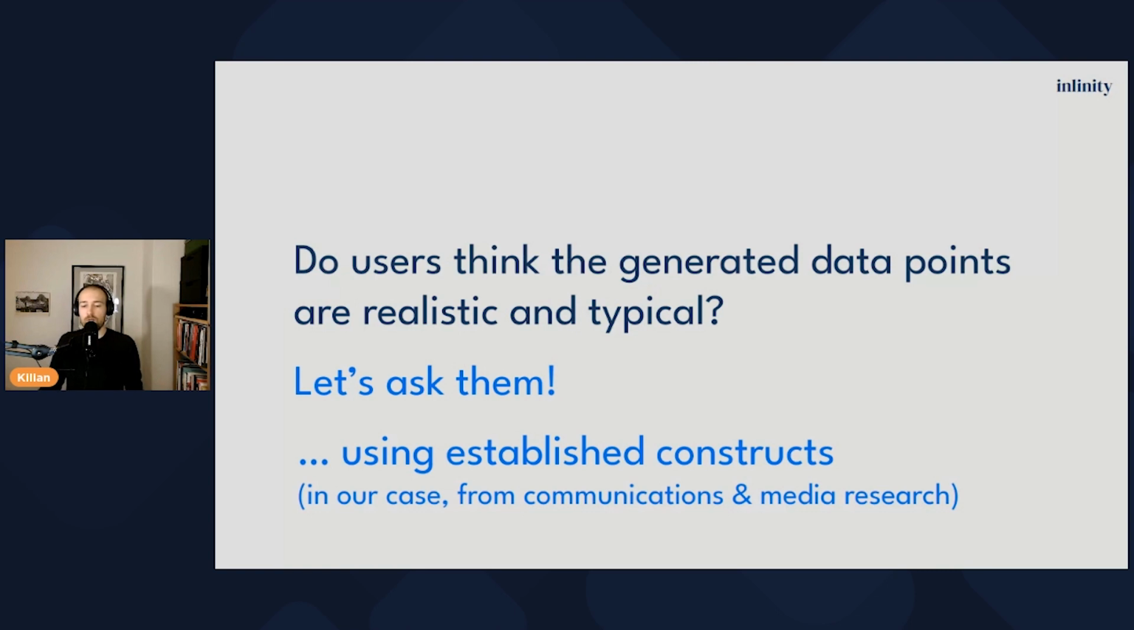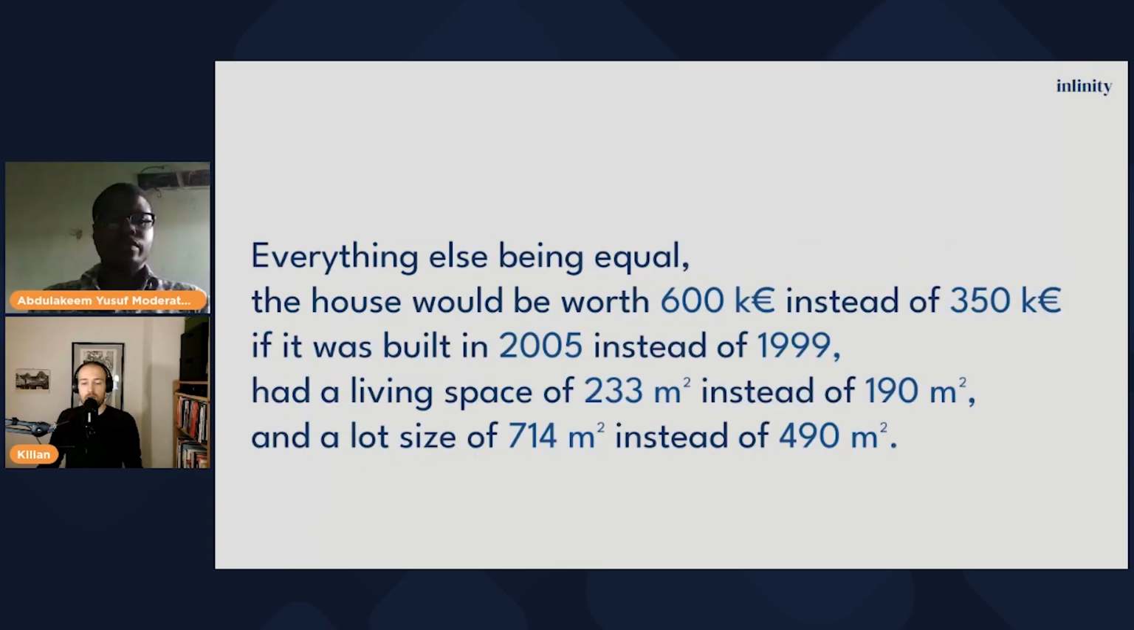So we took some ideas from different research papers, used these constructs, and were able to determine what we needed to do so that people actually thought something was a realistic and typical house. And then you arrive at something like this. You can, of course, display this in very different forms, but as a sentence, you arrive at something like: everything else being equal about your house, the house would be worth 600K instead of 350. It was built in 2005 instead of 1999, had a living space of 233 square meters instead of 190, and a lot size of 714 instead of 490.